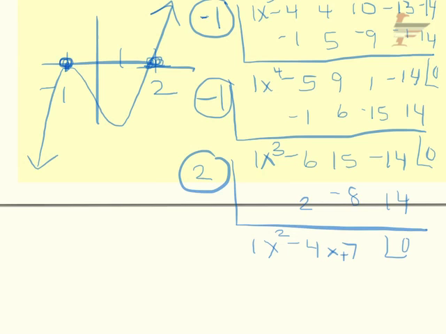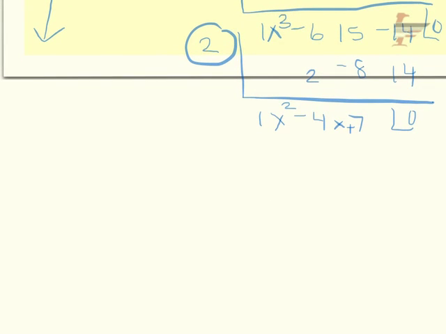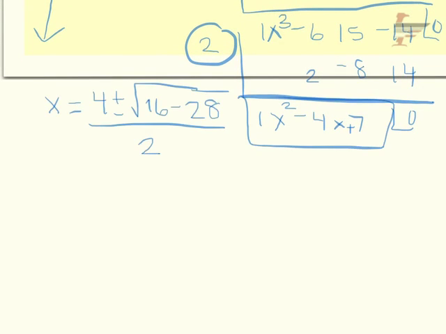This should be nothing new to you. Use the quadratic formula to solve for the remaining 2. Okay, so using x equals the opposite of b, that'd be a positive 4, plus or minus the square root of b squared, negative 4 squared is 16, minus 4 times 1 times 7, so that'd be 28, all divided by 2a.